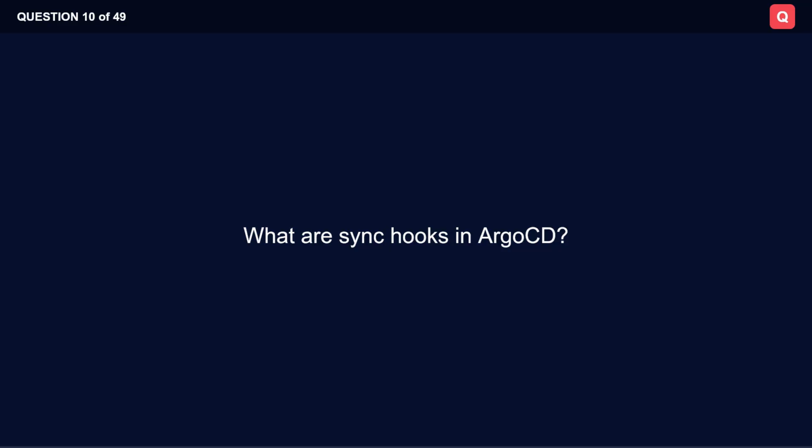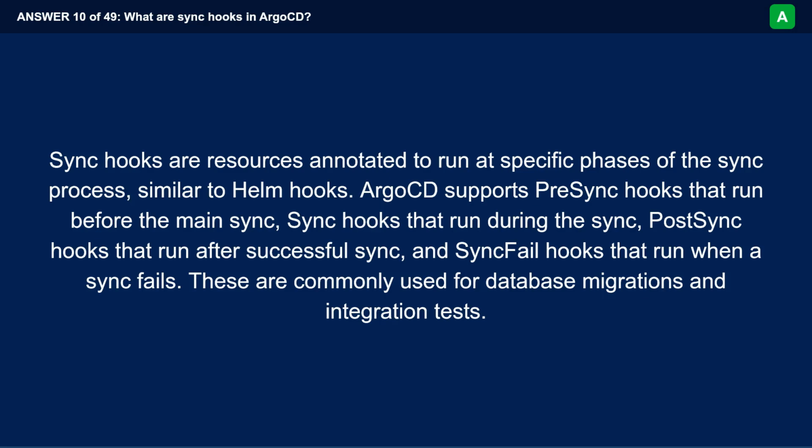What are sync hooks in ArgoCD? Sync hooks are resources annotated to run at specific phases of the sync process, similar to Helm hooks. ArgoCD supports pre-sync hooks that run before the main sync, sync hooks that run during the sync, post-sync hooks that run after a successful sync, and sync fail hooks that run when a sync fails. These are commonly used for database migrations and integration tests.